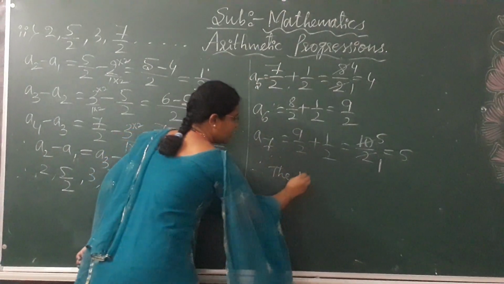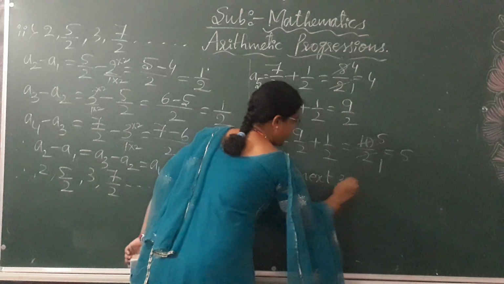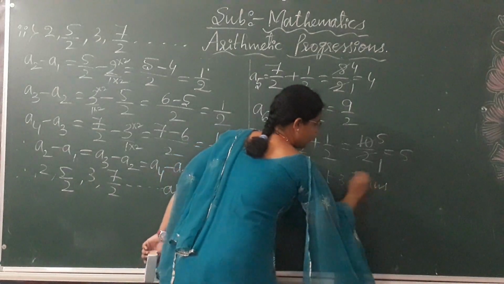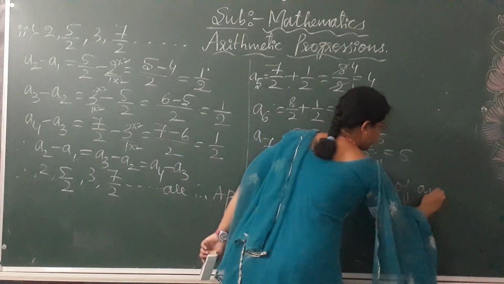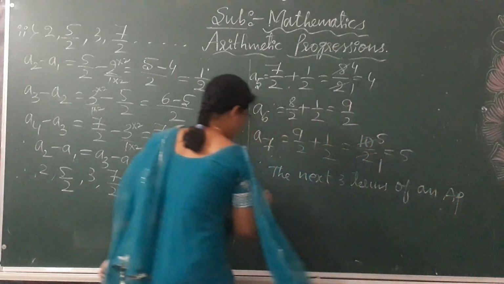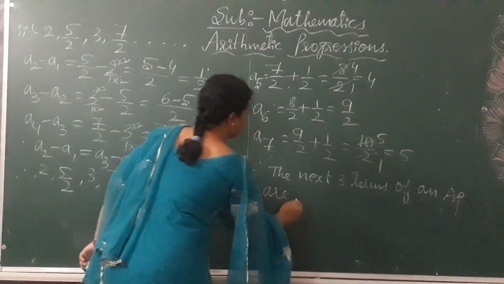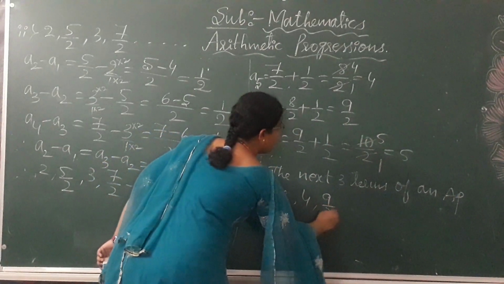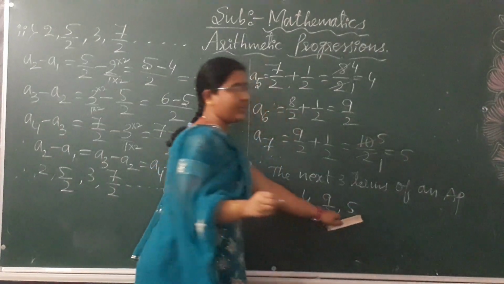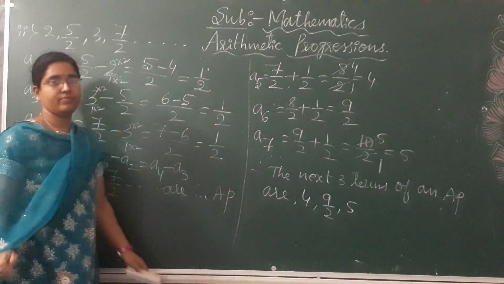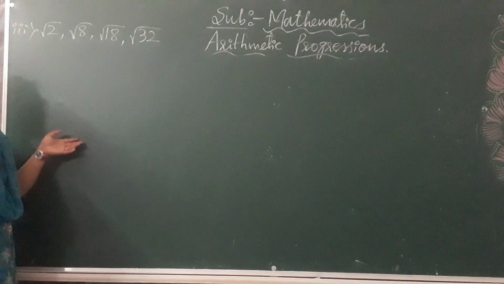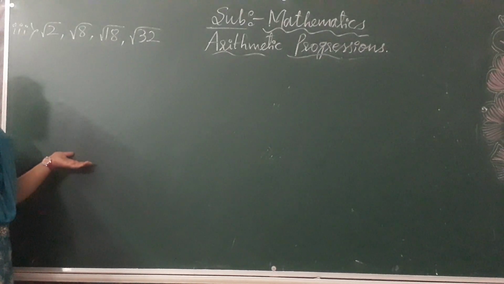Therefore, the next 3 terms of an AP are 4, 9 by 2, 5. Like that, like the previous problem we solved, like that only.